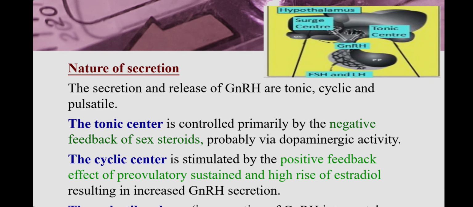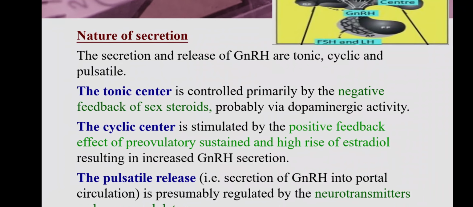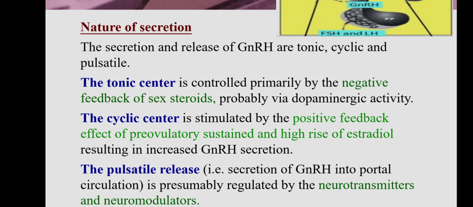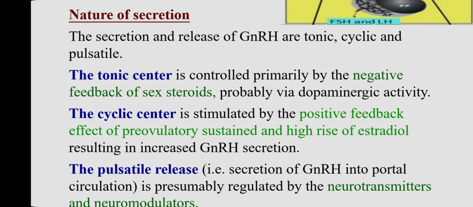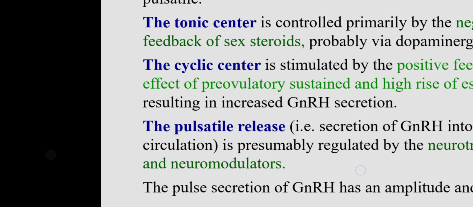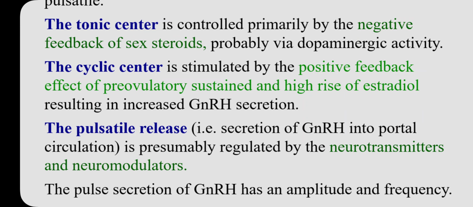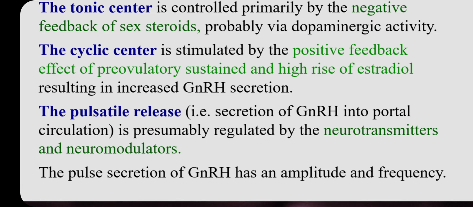So the long feedback loop is controlled by the feedback effect of the sex steroid. Here the long feedback loop is acting on the tonic center, whereas the cyclic center is stimulated by the positive feedback effect of the pre-ovulatory sustained and high level of estradiol, resulting in increased GnRH secretion. The pulsatile release is the secretion of GnRH into the portal circulation, presumably regulated by the neurotransmitters and the neuromodulators.